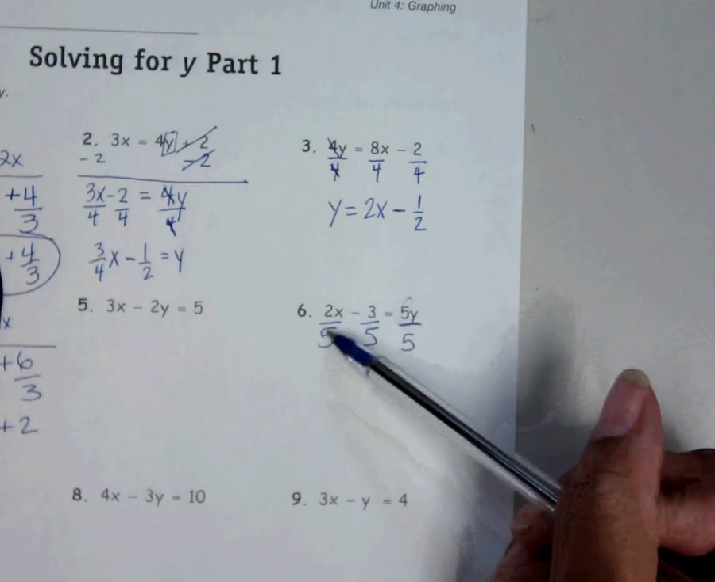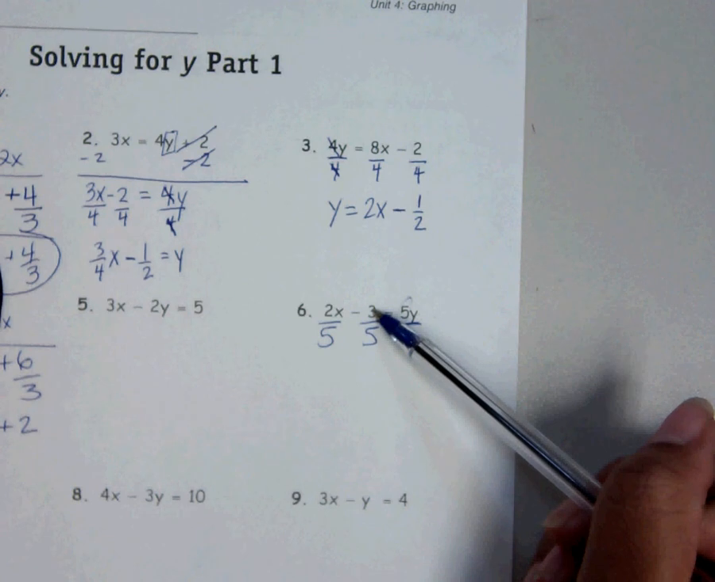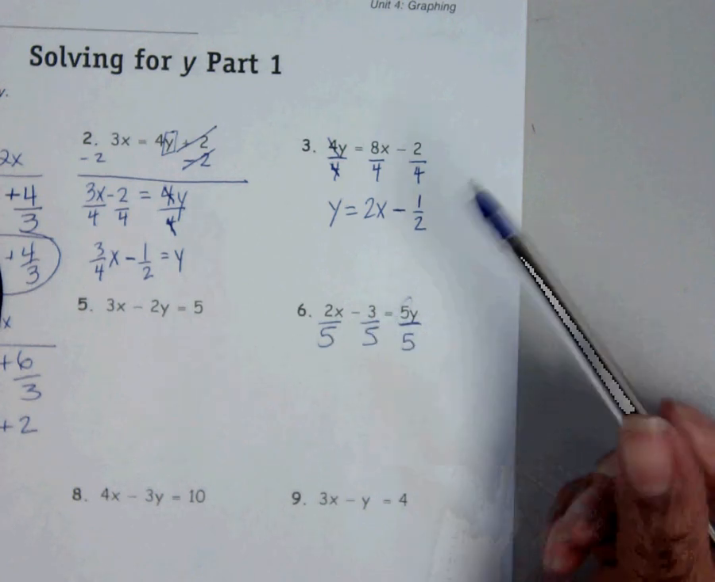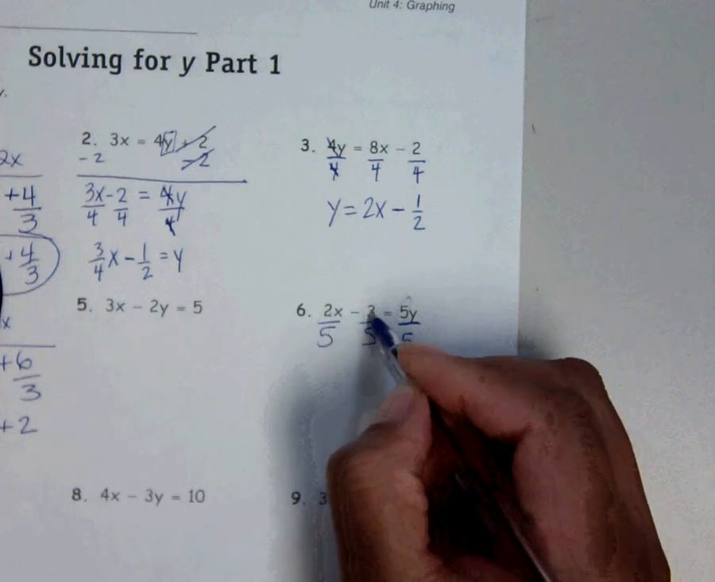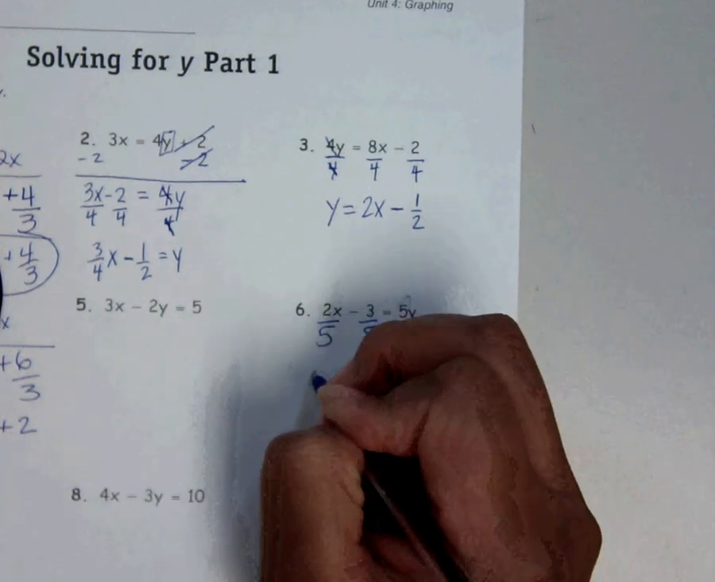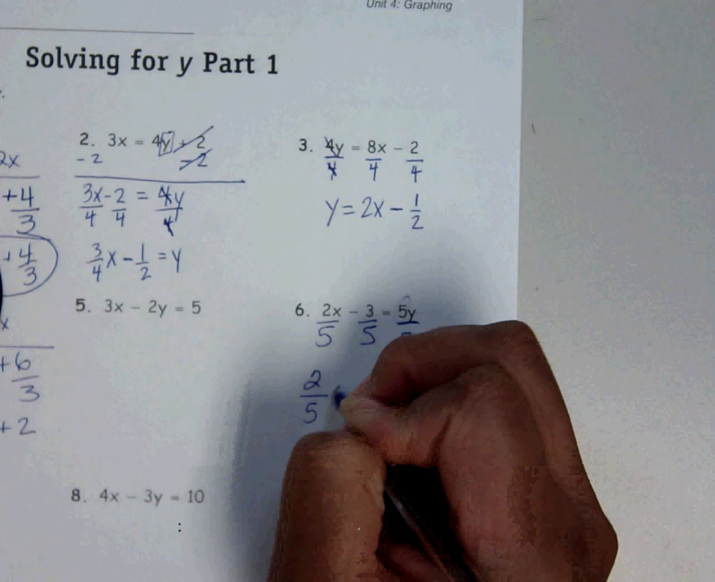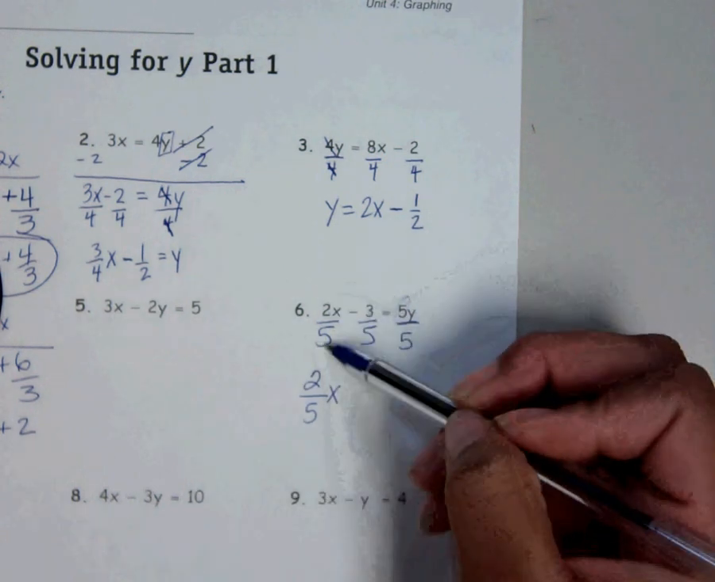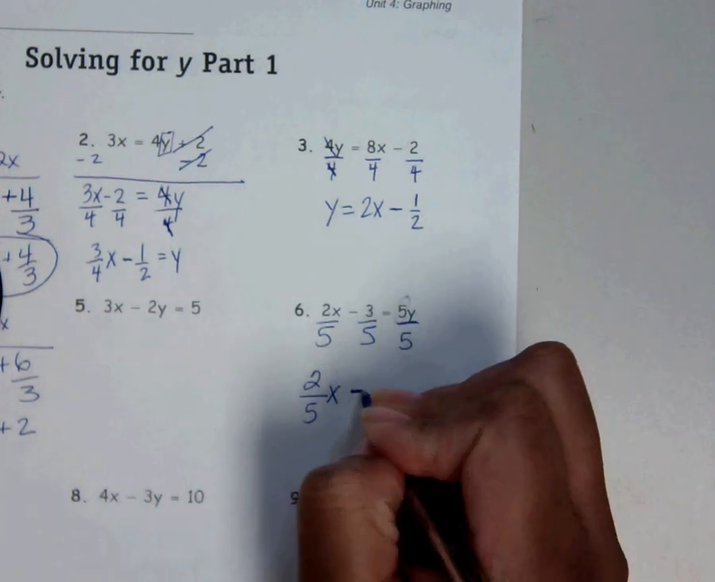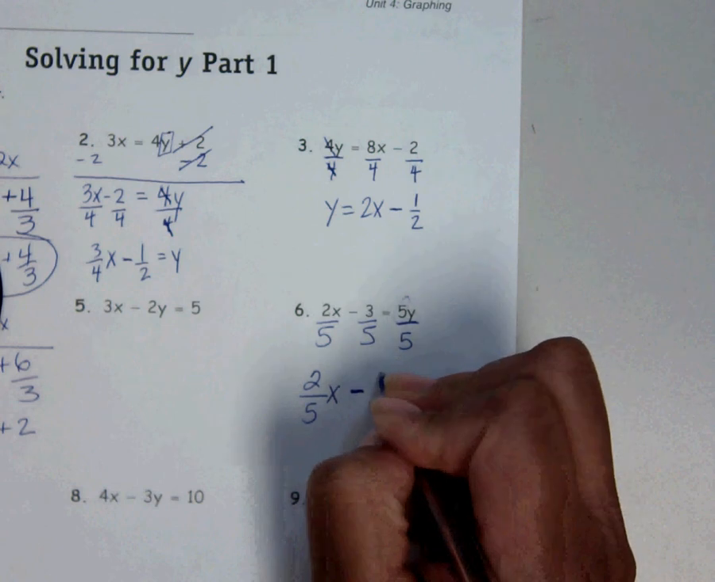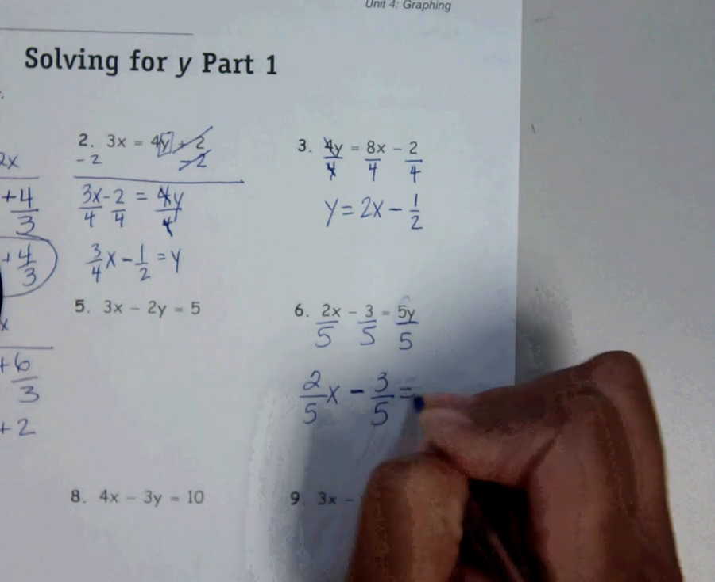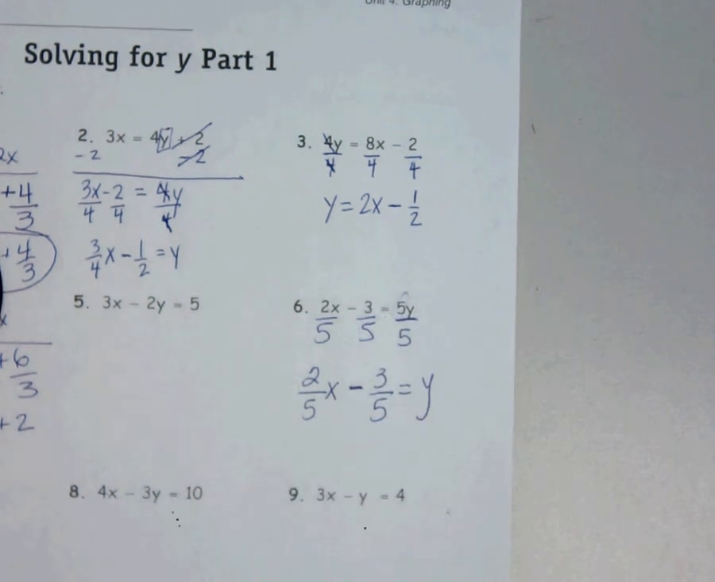And on the other side, I have two things. So I'm not going to be unfair. Everything has to get divided by 5. So 2 and the negative 3 get divided by 5. So the answer is 2/5 with the x in the middle, or leaving it like that, minus or plus a negative 3/5. And that is the equation solved for y.